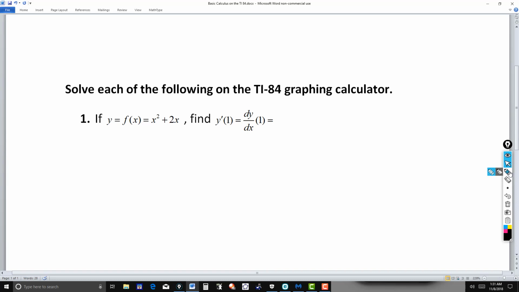this right here, we saw where the derivative of this was 2x plus 2. Okay.